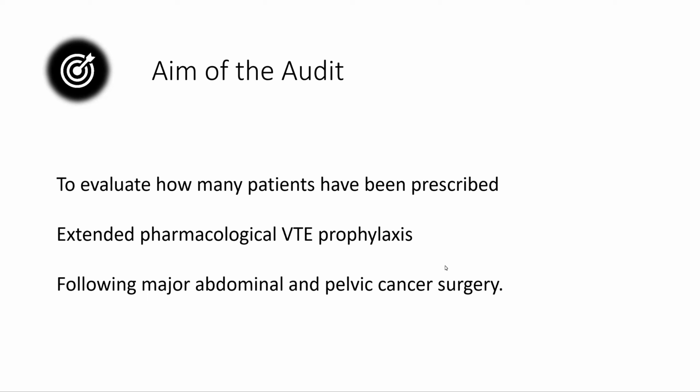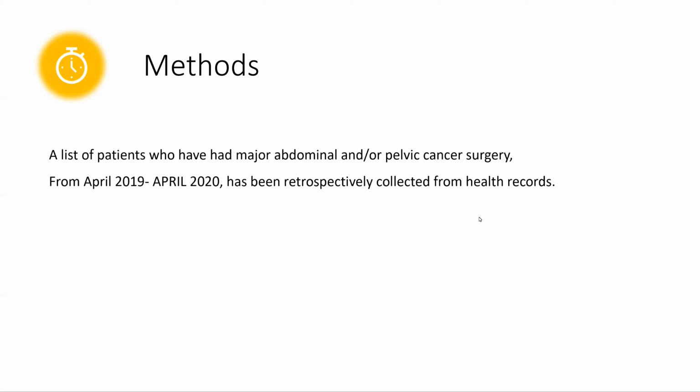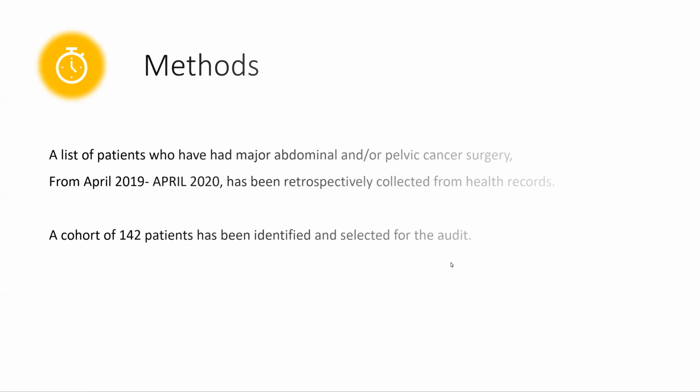After the aim of the audit, you will say methods, how you collected your data, like using health records in your hospital from a period of 1 year, from April 2019 to April 2020, for these selected types of patients who have had major abdominal and/or pelvic cancer surgery. And then you will purify these patients to a selected number, and you are going to talk about the performance.